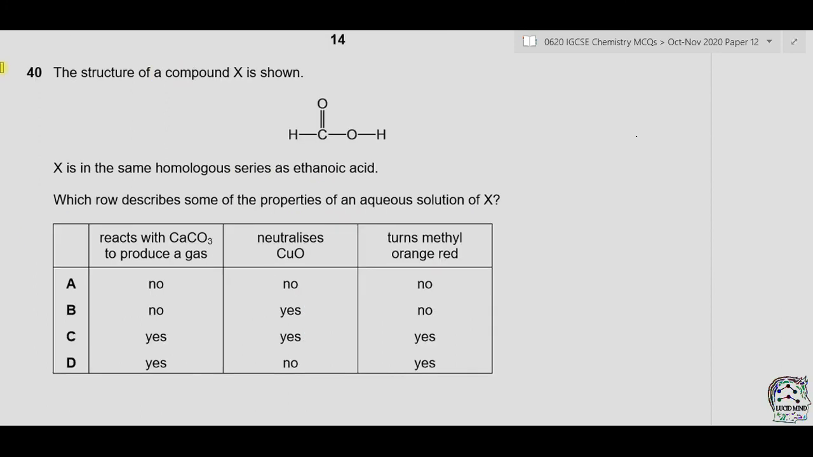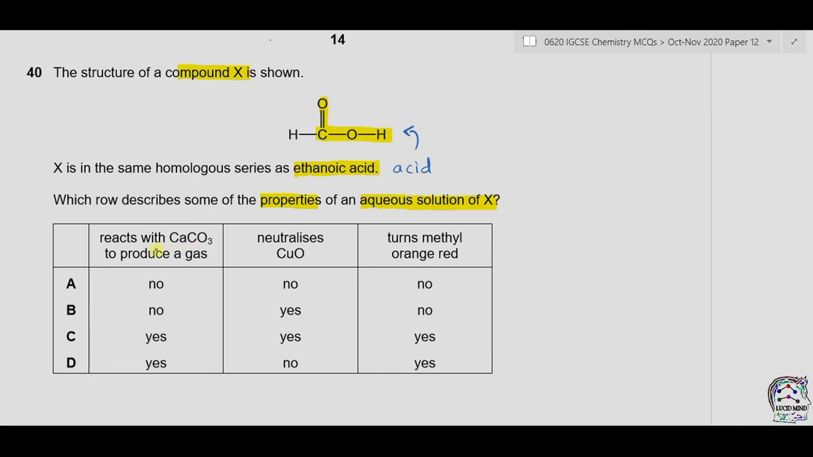Question 40. The structure of compound X is shown. This is the structure of compound X. We have carboxylic acid functional group present. X is in the same homologous series as ethanoic acid. Which row describes some of the properties of an aqueous solution of X? As we know that ethanoic acid is an acid, and therefore compound X also behaves as acid.